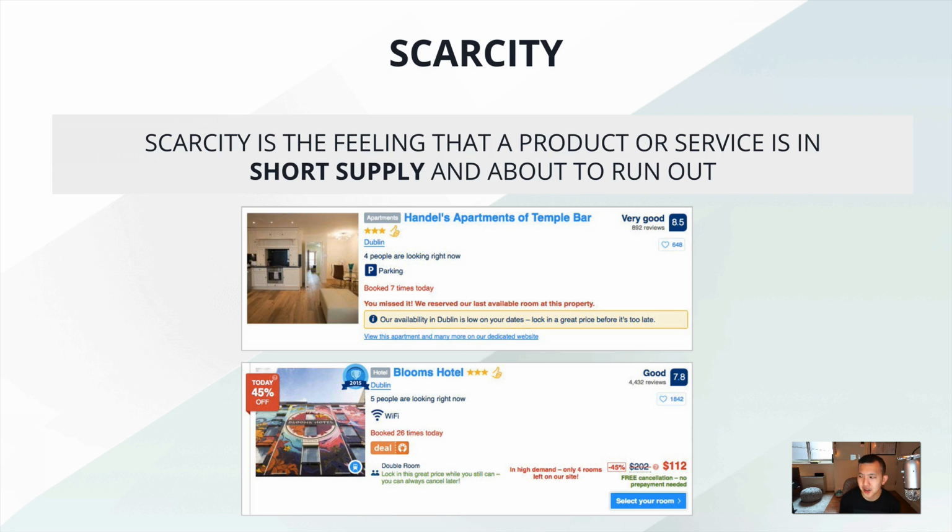By the way, Booking is a great website to study different landing page tactics. Because look at all this social proof, the amount of social proof, the amount of urgency, the amount of scarcity. Look at the colors they use. Booking is a really great company to study conversion tactics from.